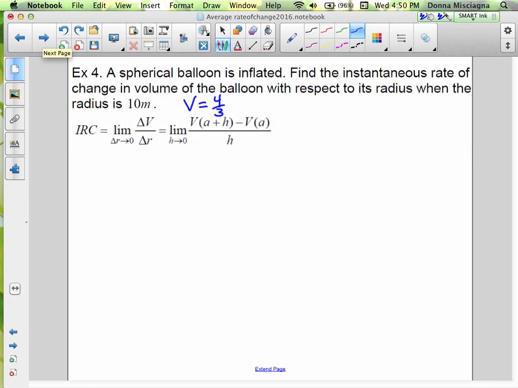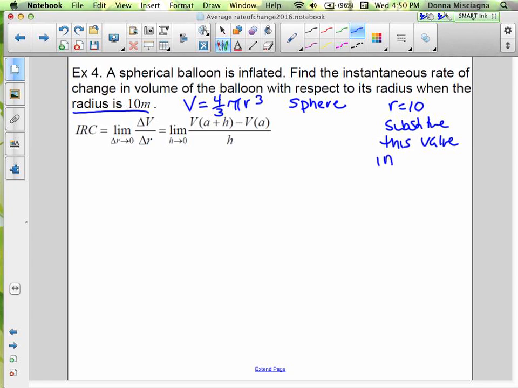All right, so volume is 4/3 pi r cubed. All right, so that lays out the volume of a sphere. All right, so we're told when the radius is equal to 10, that means we're going to substitute this value into the instantaneous rate of change, which is a function.